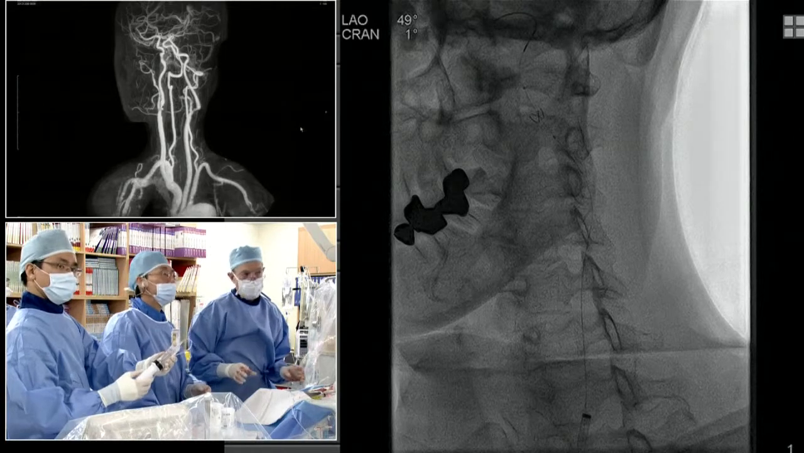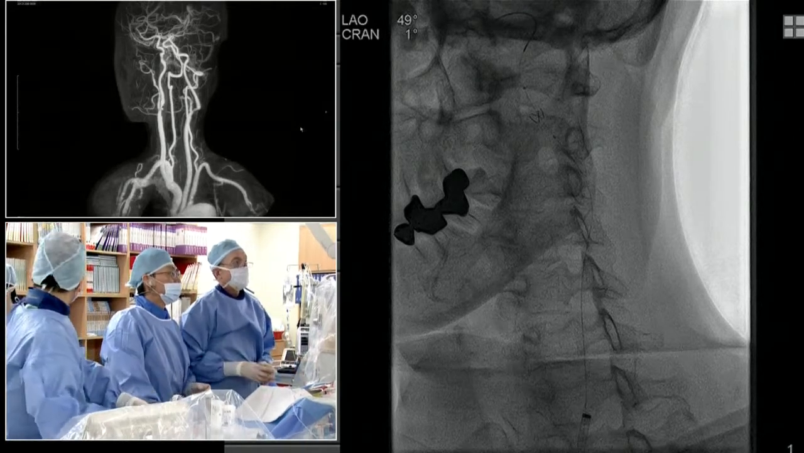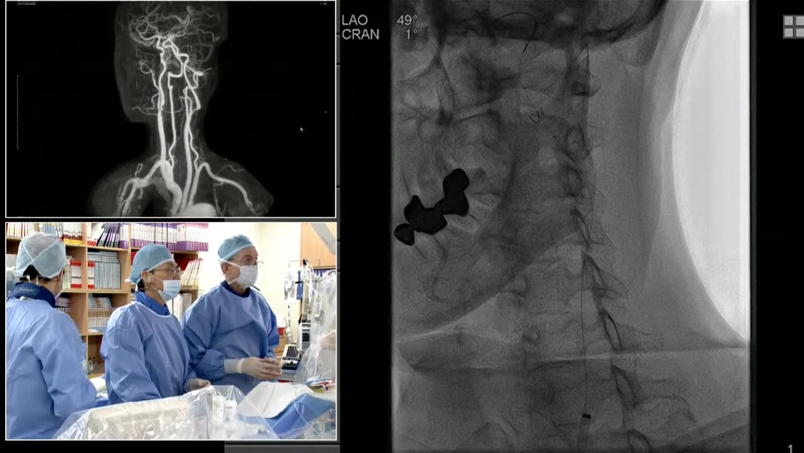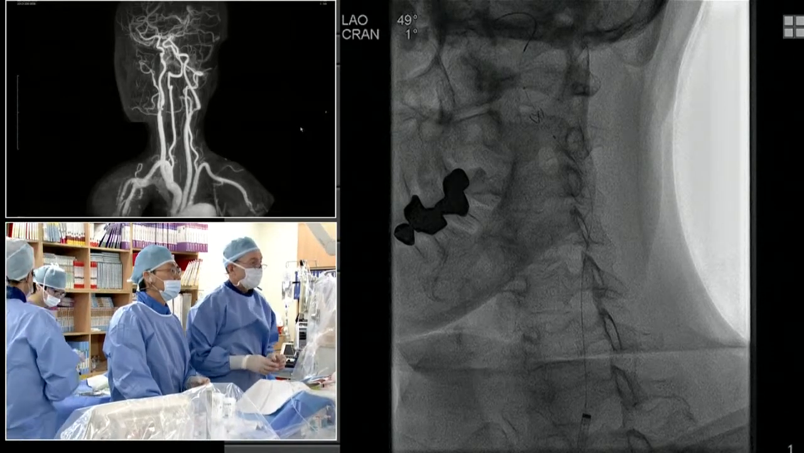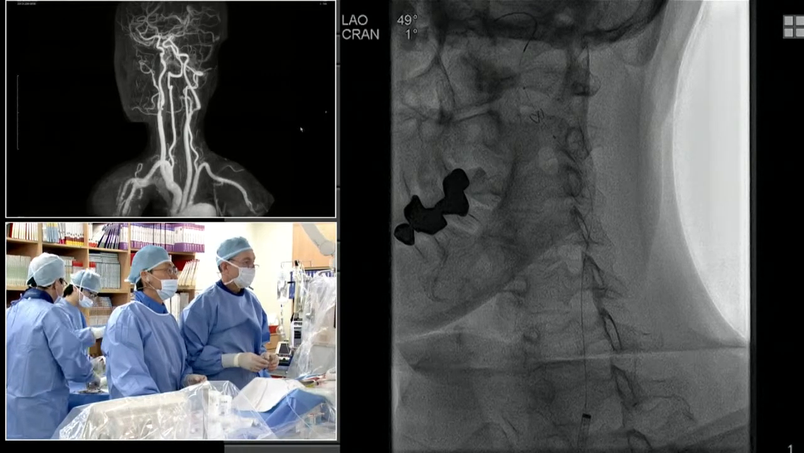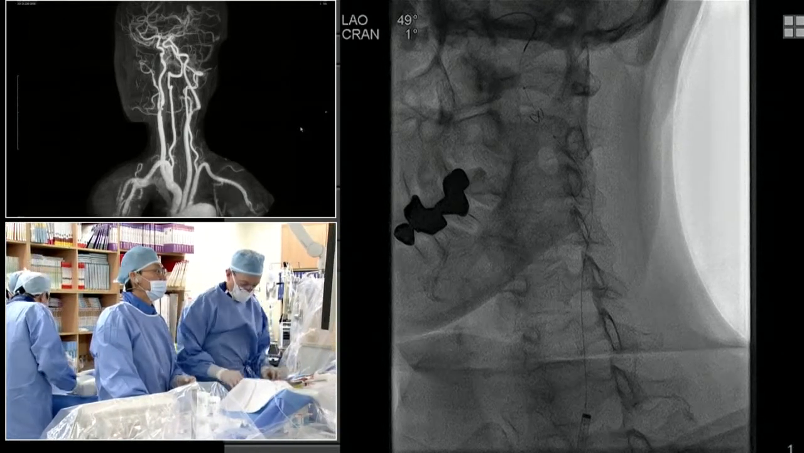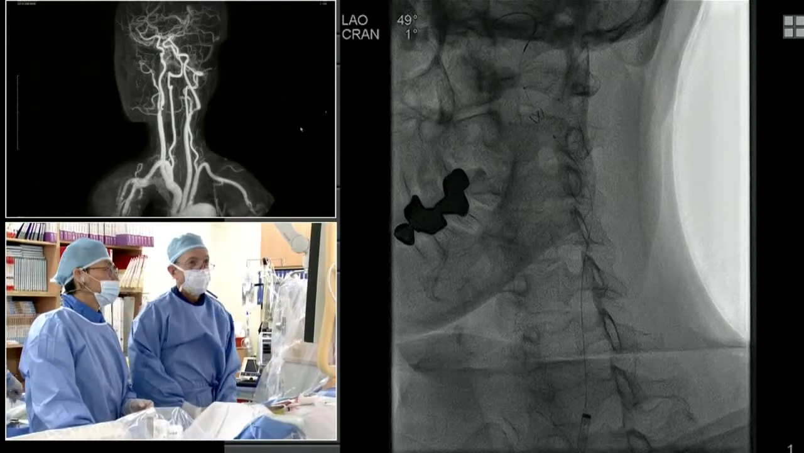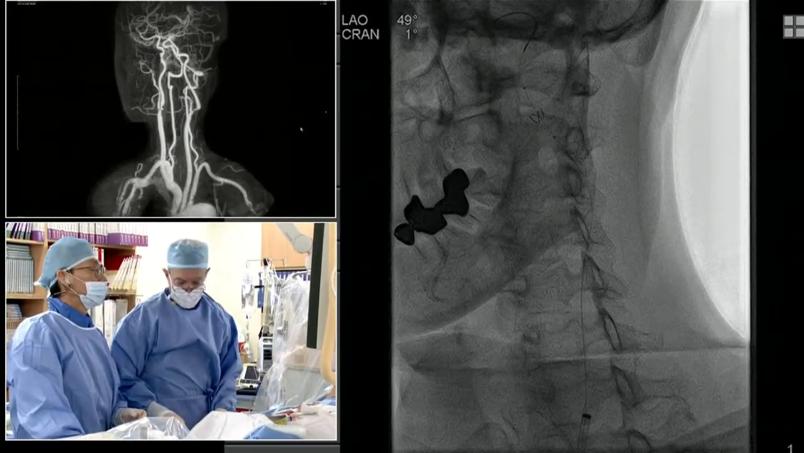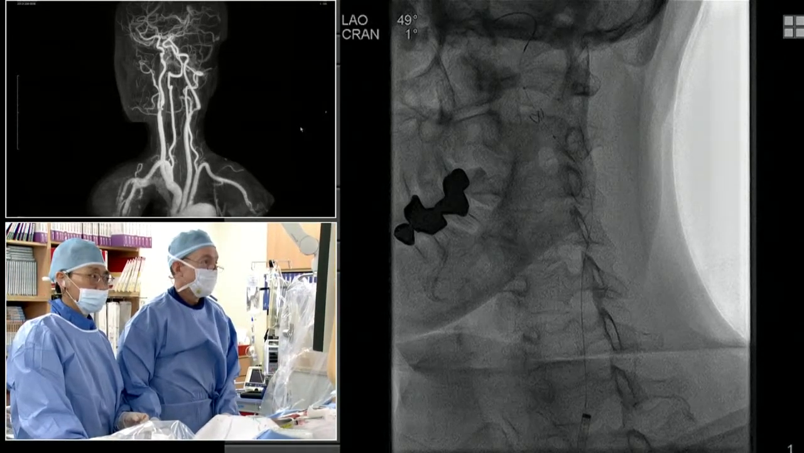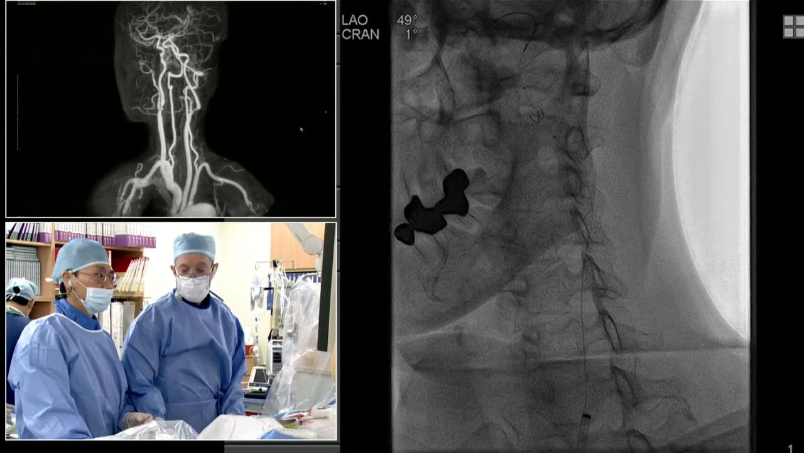Typically, what I'll try to do is inflate to the point where I get kind of a dog bone appearance or a dumbbell appearance. And once I have that, I take a picture of that. Then I fully inflate, typically at least to nominal, and take a picture there and store that, which helps me to know whether I want to upsize my post-dilatation balloon or not. And then we'll go with the stent.